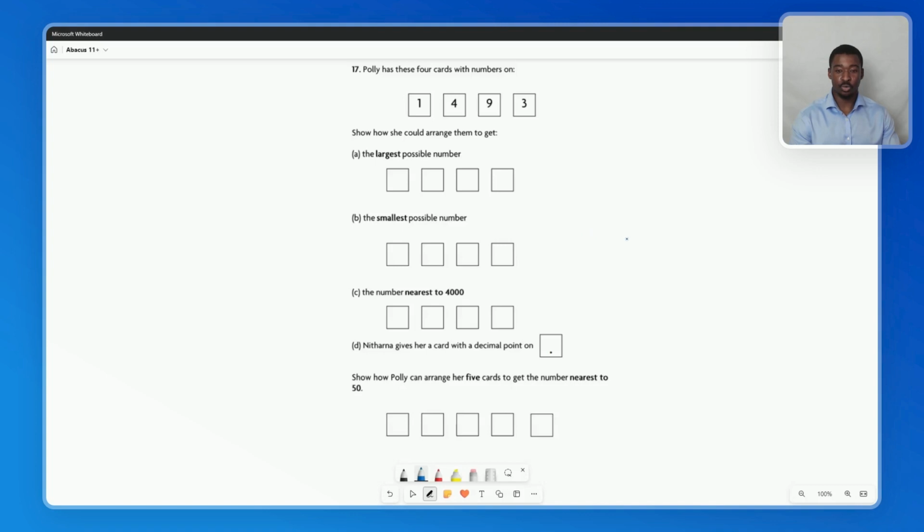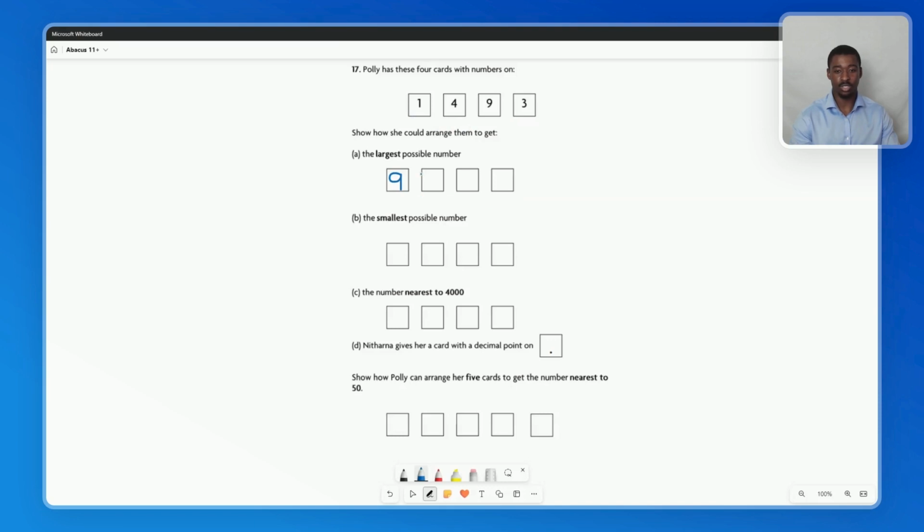Okay, so let's go through this question. We see the 4 cards that Polly has. So let's try and arrange them to get the largest possible number. So to do this, we need to start with the biggest number out of all the cards we have, which is going to be the 9. Because 9,000 is going to be bigger than 4,000 or 3,000 or 1,000.